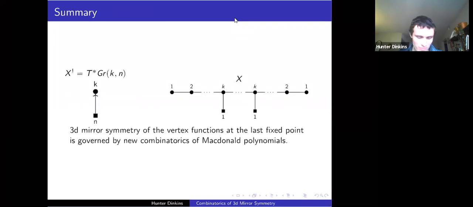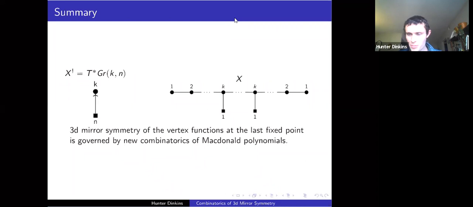Okay. So just to summarize, we start with a very simple quiver variety, and we look at its dual, which is cooked up by some other means. And we do some reasoning about what would happen if 3D mirror symmetry of vertex functions was true. And what we end up discovering is some new combinatorics of Macdonald polynomials, some new family of difference operators that characterizes them.